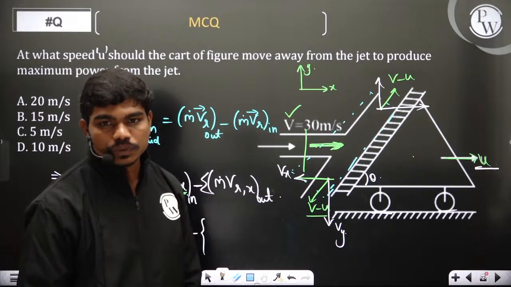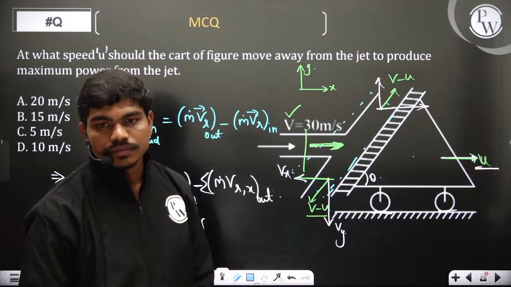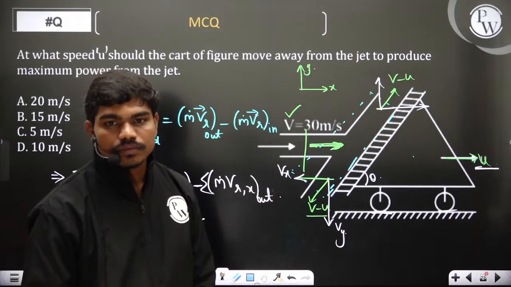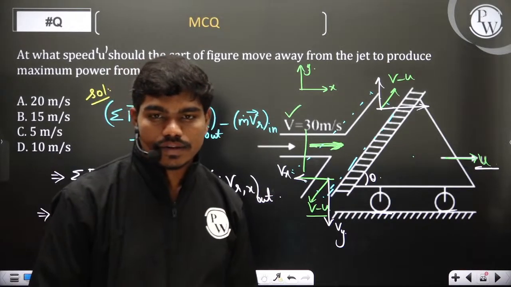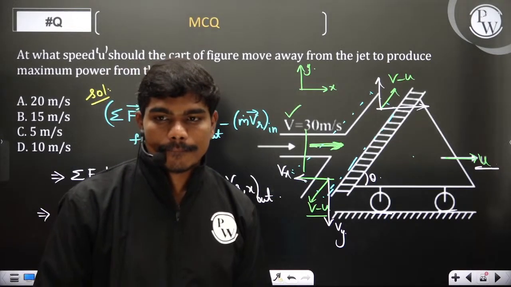Because it's relative velocity actually, so v r should be relative in all the cases. Is this clear to you? Yes or no? So please type in the chat box. Is this understandable?